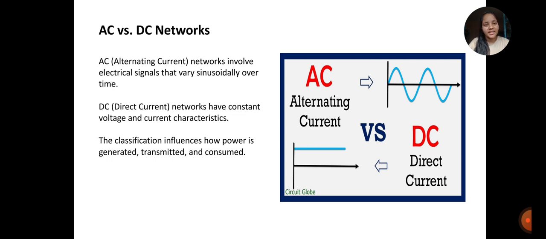AC versus DC networks. AC is nothing but alternating current. These networks involve electrical signals that vary over time. DC is nothing but direct current. These networks have constant voltage and current characteristics. The classification influences how power is generated, transmitted, and consumed.